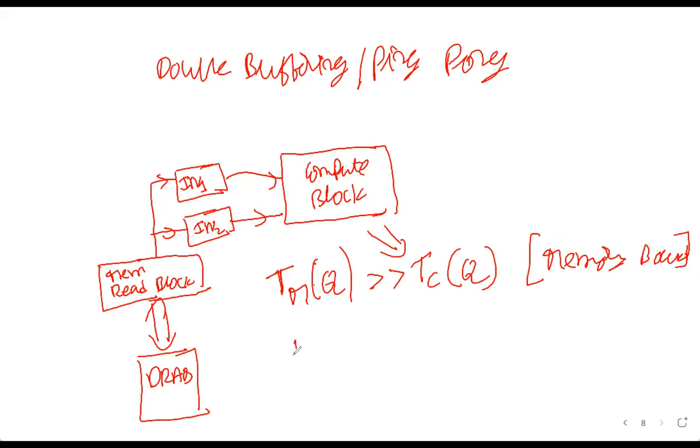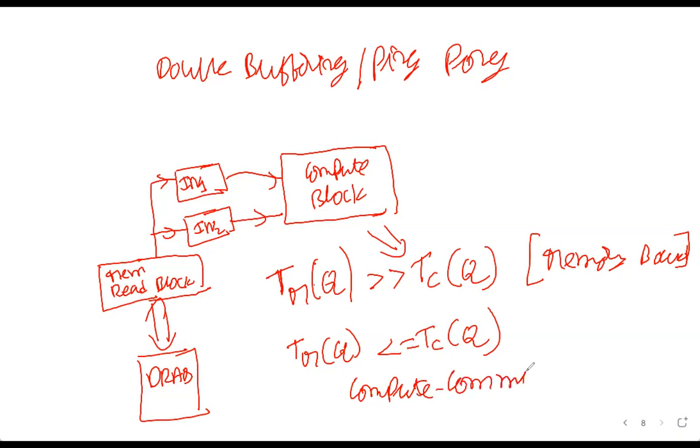And if TMQ is less than or equal to TCQ, then it is good, because then you are able to hide the communication latency. So you will get a very good compute communication overlap if this is the case.